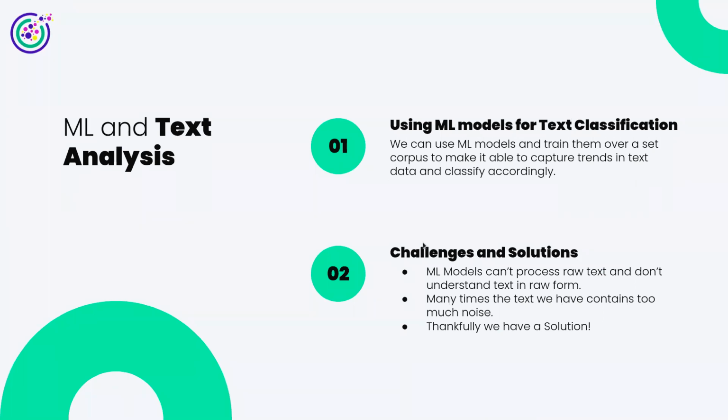But there are a few challenges that we have with this. We can't just give raw text to our ML model. Most ML models can't process strings as they are, right? So we need to convert these texts into some numeric form so that our model is able to understand it, right? And in order to do this, we have a solution.